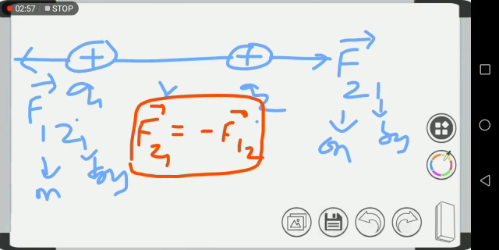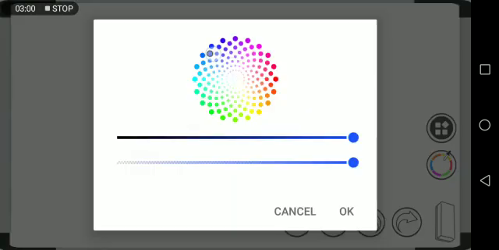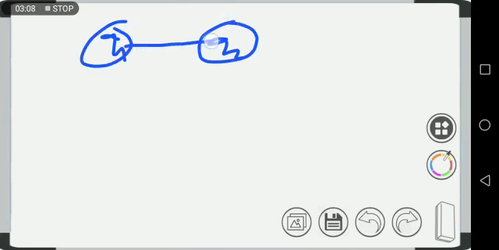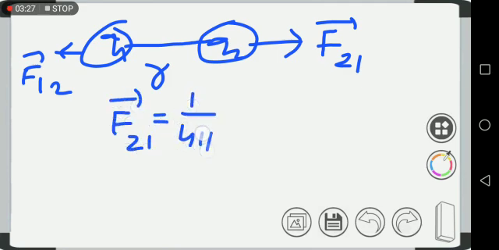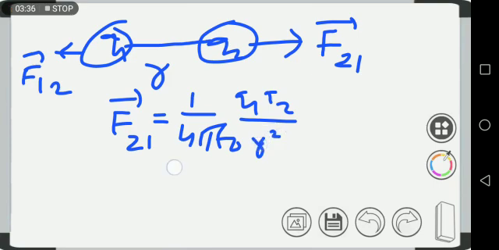In order to write the vector form of this force, again we take two charges q1 and q2, both positive, and the distance of separation between them is r. So I am writing here F on 2 due to 1, and here F on 1 due to 2. If you write the magnitude of the force F21, it will become 1 upon 4 pi epsilon naught q1 q2 upon r square. But this is the magnitude only.